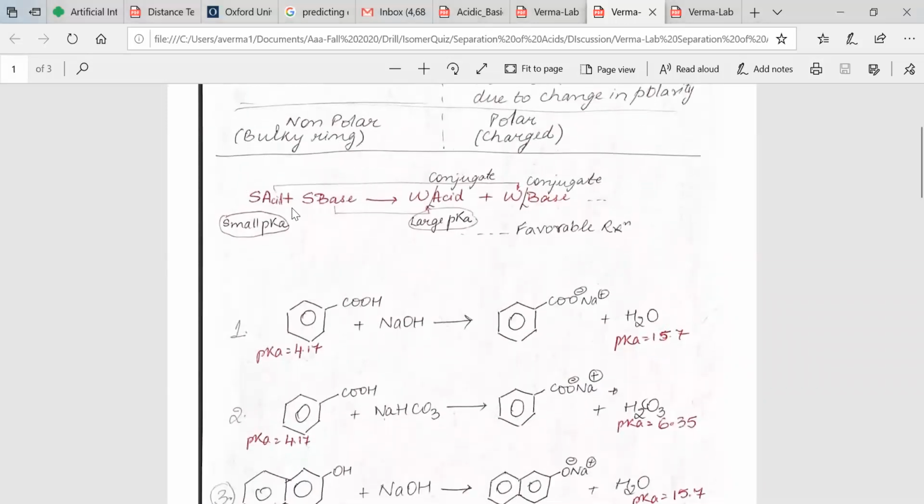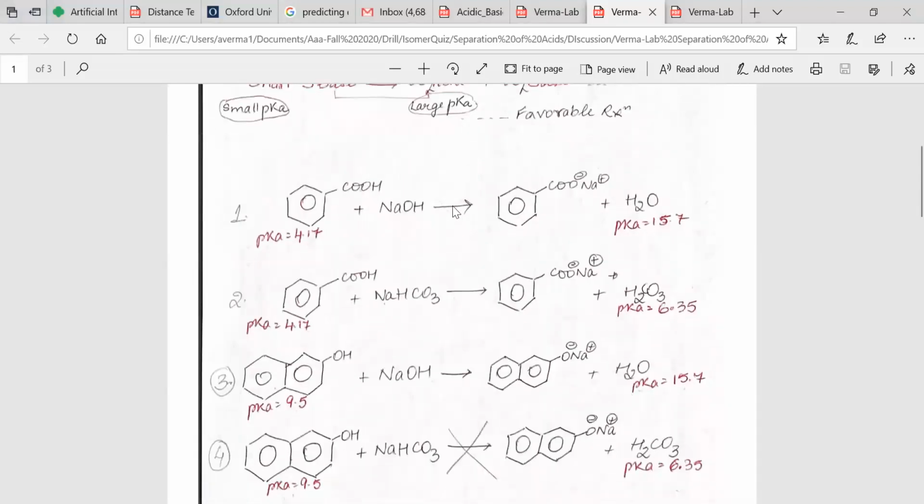which conforms to the concept that you need to have a stronger acid in your starting materials and a weaker acid in your products.